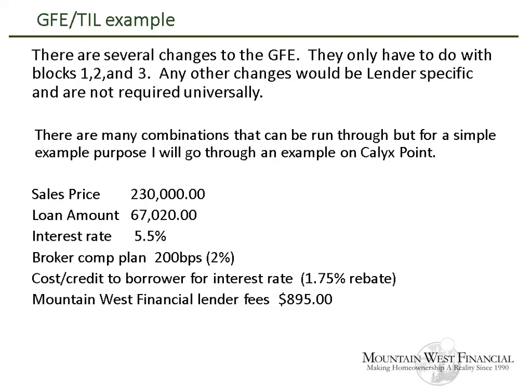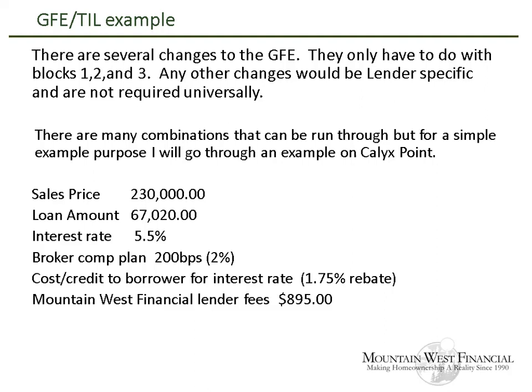This is a loan that I just pulled out. It's a sales price of $230,000. The important part here is the loan amount, though. It's $67,020. Interest rate of 5.5%. The broker comp plan for our example today is 200 basis points. So everything's going to be predicated off that.